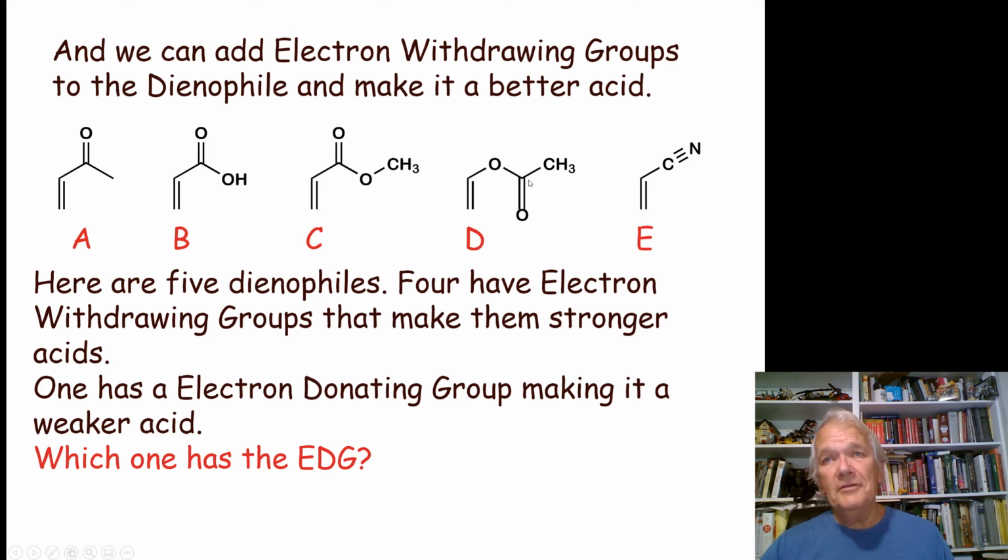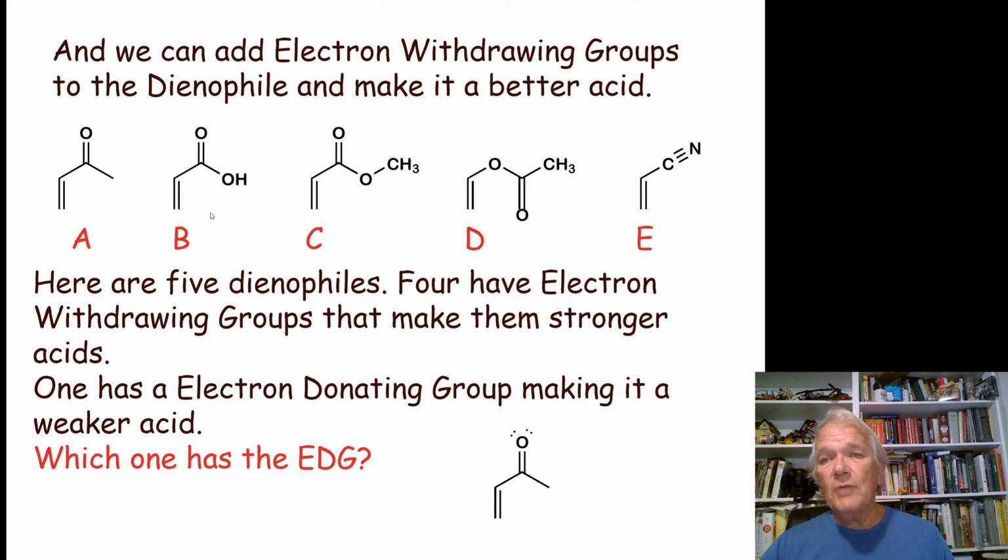On the other hand, this is an ester again, and that oxygen is donating electrons. So D is more electron rich. A, B, C, and E are electron poor. Those are electron withdrawing groups. So A, B, C, and E would be good dienophiles. D would be a horrible dienophile. So again, we're looking for an electron withdrawing group.